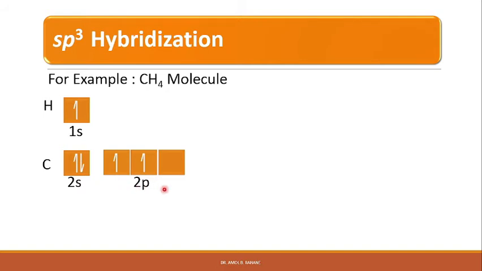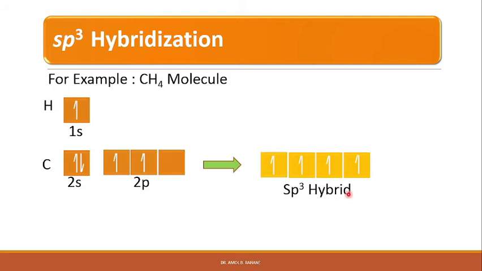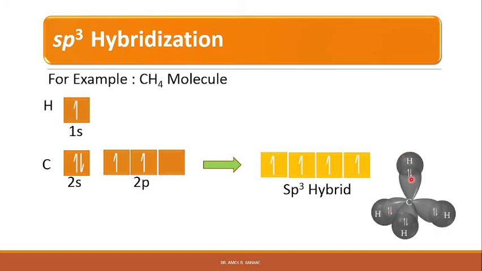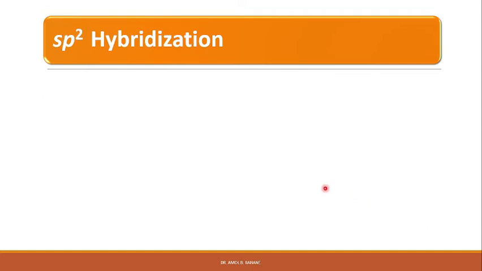When these 2s and 2p orbitals hybridize, they form sp3 hybrid orbitals, in which all the 4 electrons are parallel, and therefore they can form bonds with 4 other atoms, right? In the case of methane, these 4 sp3 hybrid orbitals share electrons with the 4 hydrogen atoms, and therefore the CH4 molecule is formed, right? So this is sp3 hybridization.